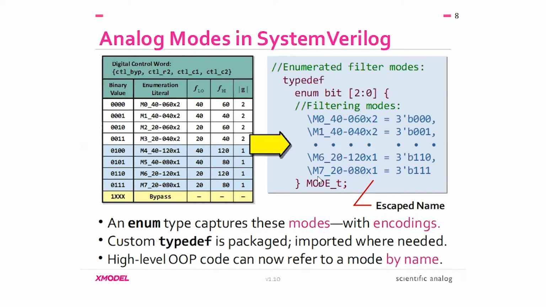And so mode 7 corresponds to a bandpass of 20 to 80 kilohertz with a nominal filter gain of 1, and its encoding is 111. Once we've packaged this typedef and imported it, higher level object code can refer to the modes by their symbolic names. When the most significant bit is high, on the other hand, the filter enters bypass power down.